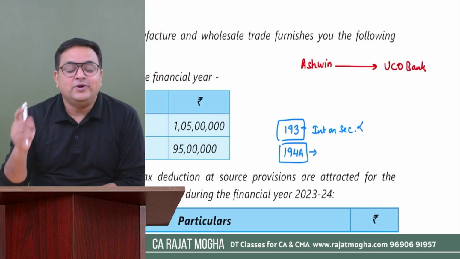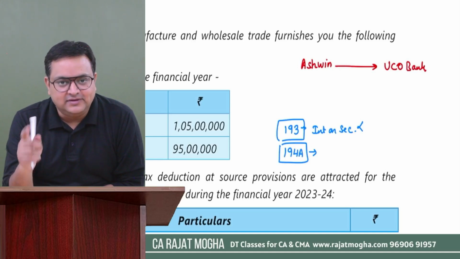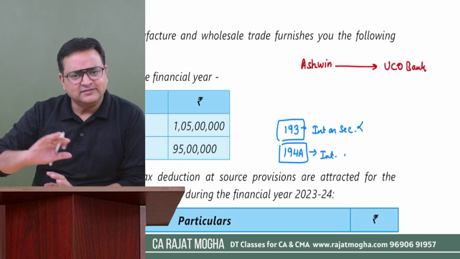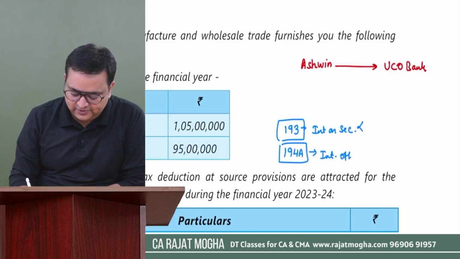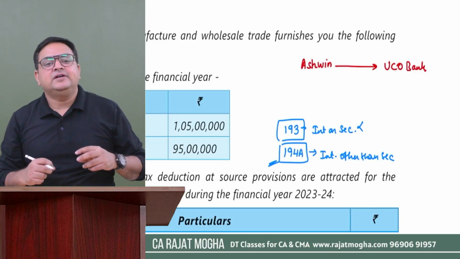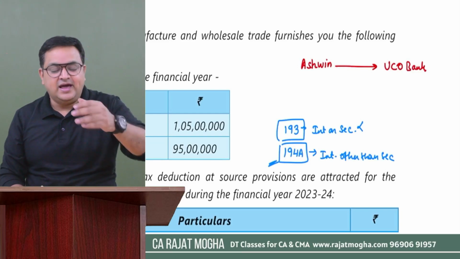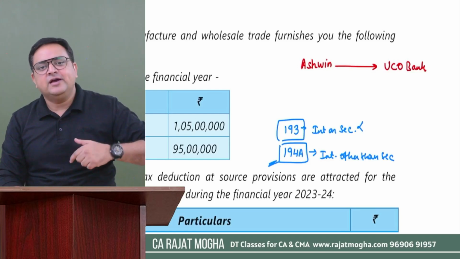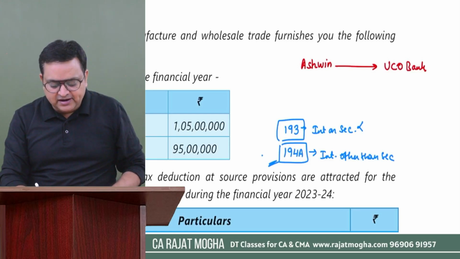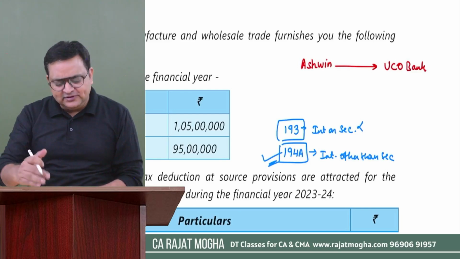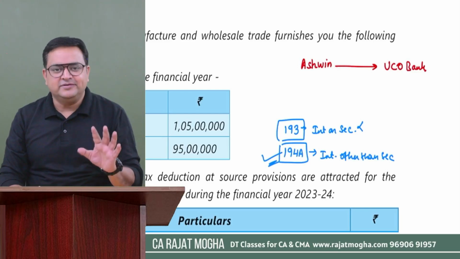194A is related to interest other than securities. Getting it? So this is interest, any interest other than securities. So we have section 194A. Let's say if we have taken a loan from someone, and if we are paying interest, we have not issued any securities, we have just taken a loan and we are paying interest to them, then we can deduct TDS under section 194A. Right? What is the rate under both the sections? Both the sections have similar rate, 10% TDS.